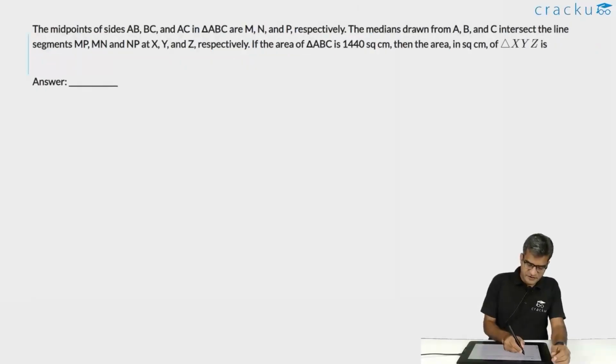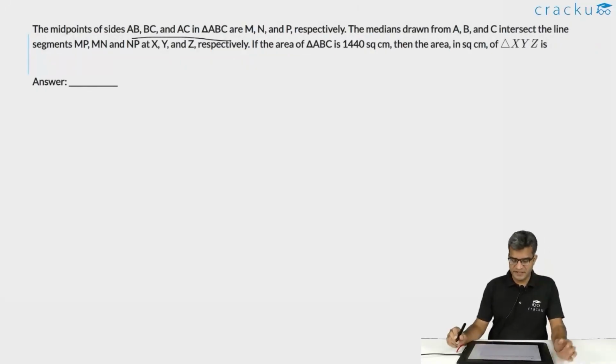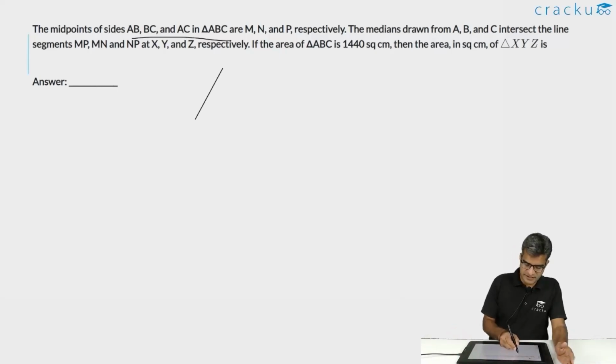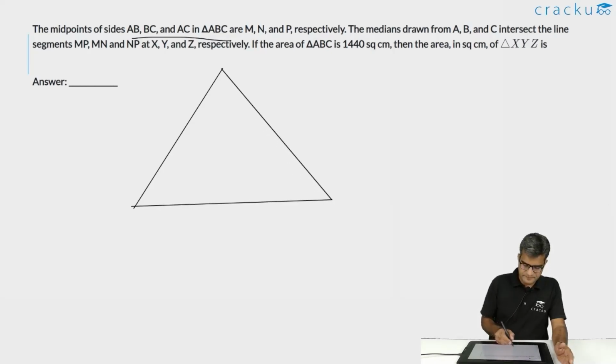In this question, we are told that there is a triangle ABC and the points M, N and P are midpoints of the triangle. So let us first draw the triangle ABC. This is triangle ABC, this is A, this is B and this is C. Midpoint of AB is M, this is M. Midpoint of BC is N, so this is N, and midpoint of AC is P.